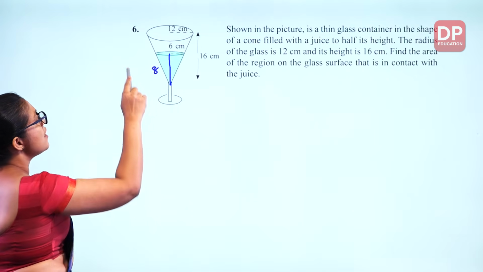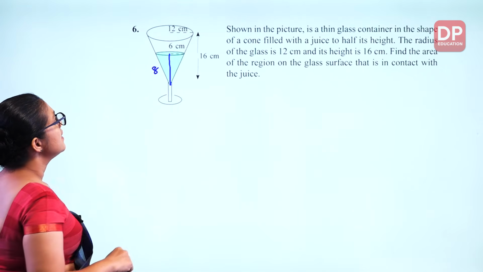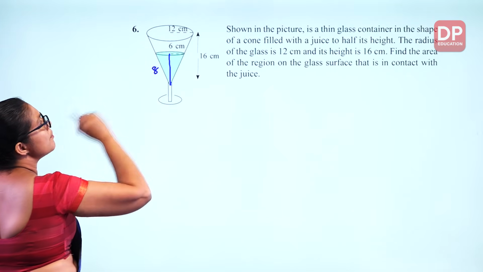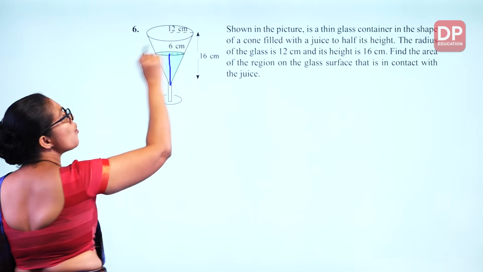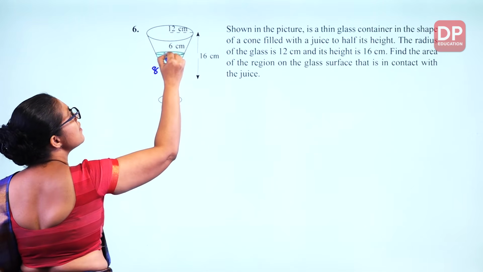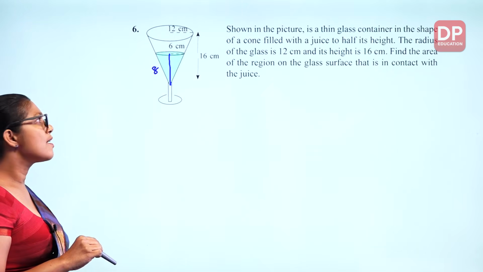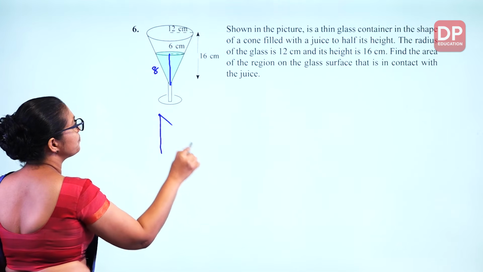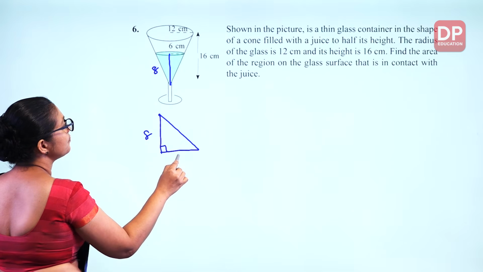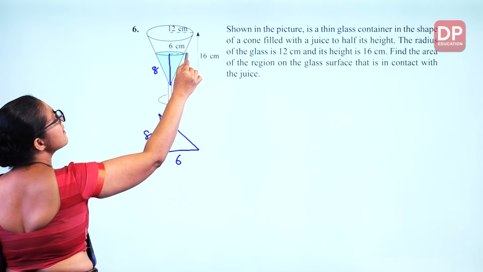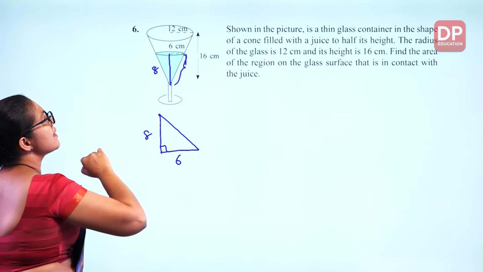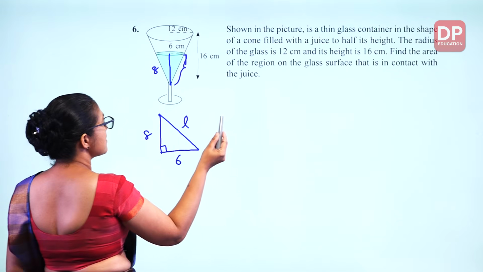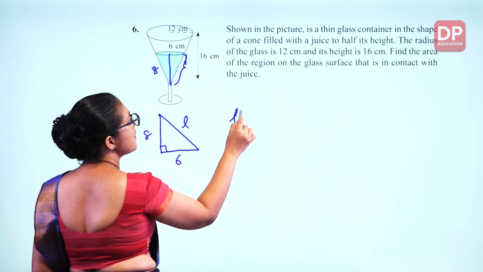So here we know height is 8 and this length is 6 because it's half. If this total radius is 12, half of it becomes 6 centimeters. It's already given. So you can use Pythagoras theorem to find out the slant length. So I need this length. So here I'll take L as the slant height. So I can use Pythagoras theorem.